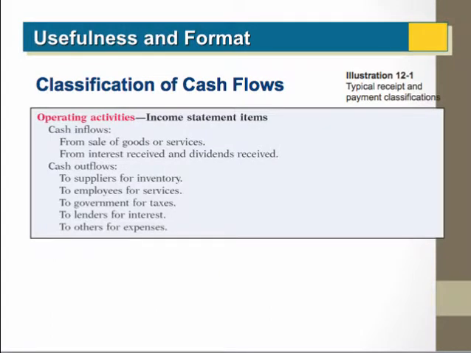This slide shows some of the cash inflows and cash outflows that could occur in the operating activities section of the income statement and the balance sheet. Cash inflows can come from the sale of goods and services. It can also come from the interest received and the dividends received from our investments or our lending of funds to other people. The cash outflows could be payments for inventory, payments to our employees, payments to the government for taxes, to our lenders for the interest on our borrowings, or any other type of expense is an outflow of cash.